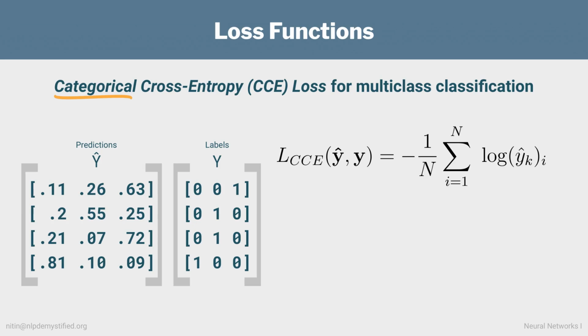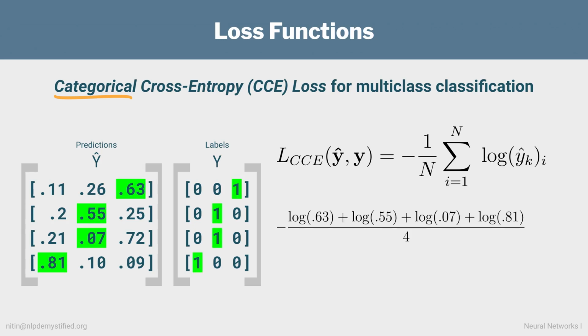This equation then is the categorical cross-entropy for a batch of examples. It's simply what we did just now, but divided by the number of samples. The k subscript is the correct class, and i is the sample index. Working out the math for this batch looks like this: natural log of 0.63 plus log of 0.55, and so on, all divided by 4, which works out to 0.98. And once again, the goal is to adjust the network weights to minimize this loss. At a glance, we can see a big chunk of the loss is coming from the third sample, where the probability for the correct class was only 7%.